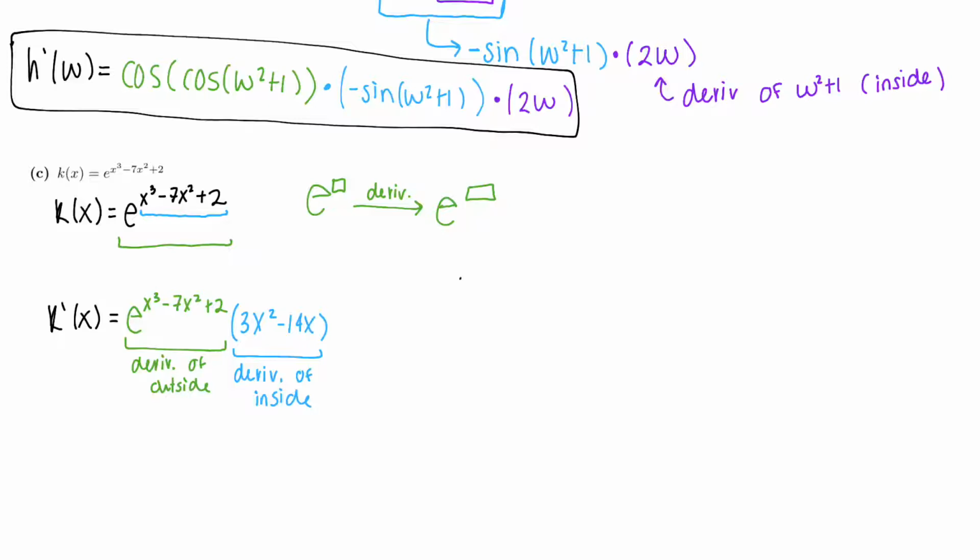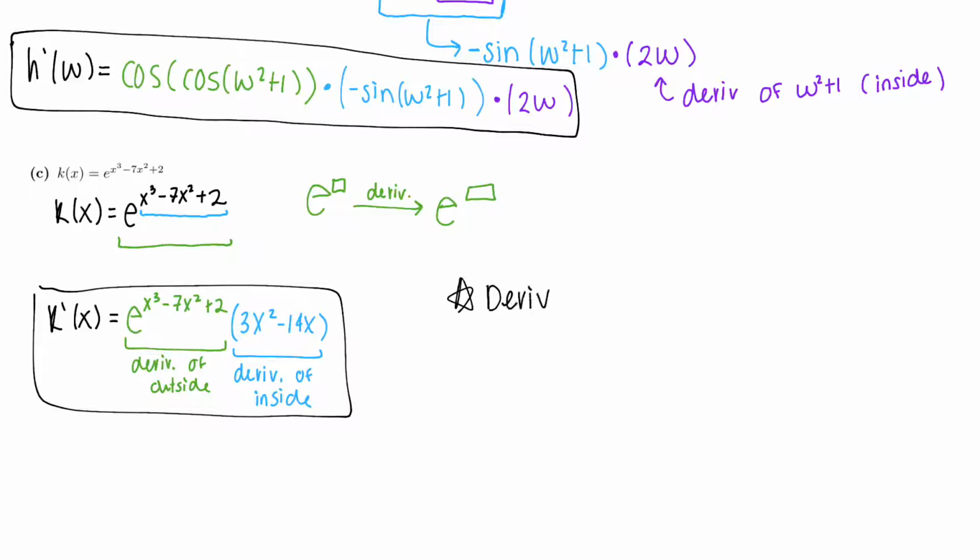So in general, a rule that you can use: if you have e raised to whatever exponent, typically the way we do it, we end up writing this part out front because it's a little bit easier. So it's the derivative of the exponent times just e to the whatever, the original function.